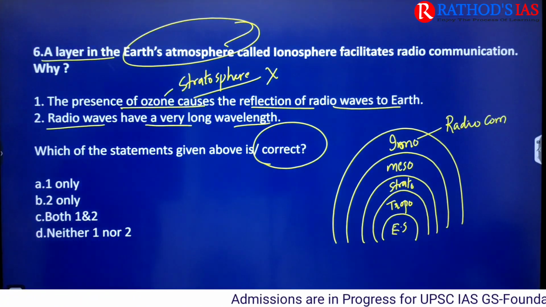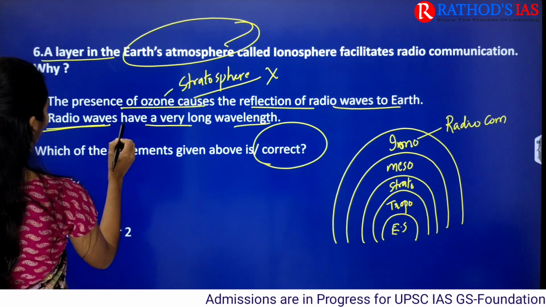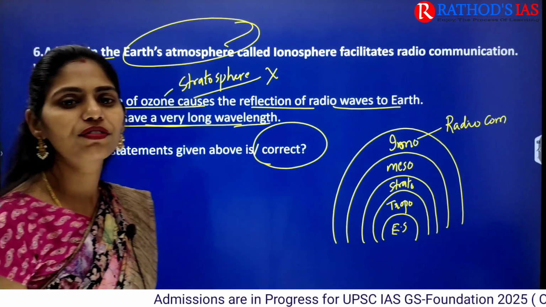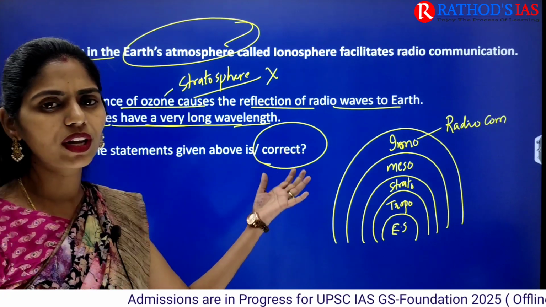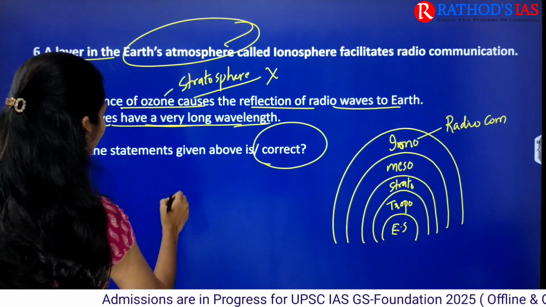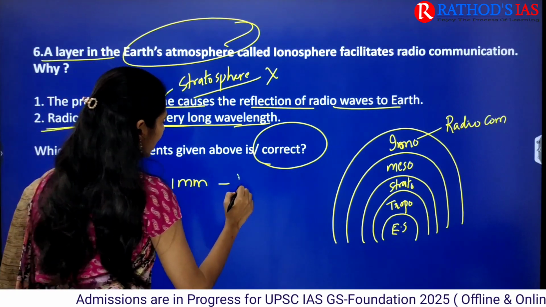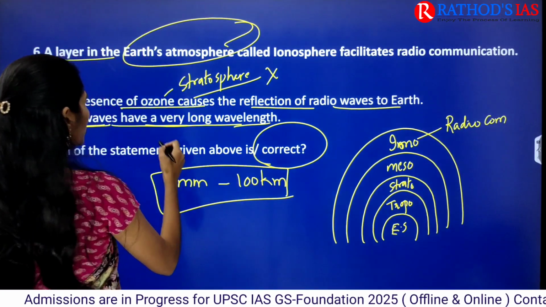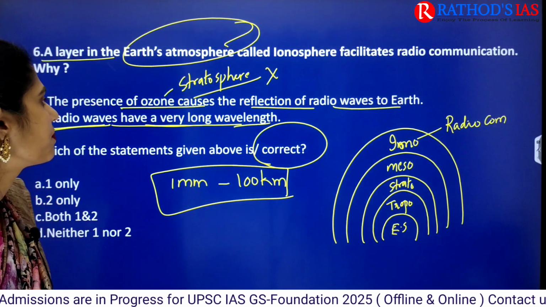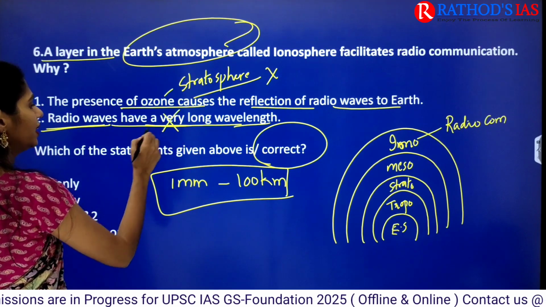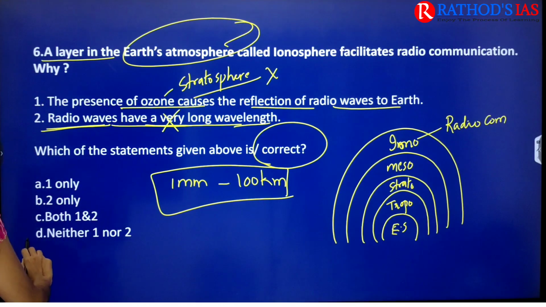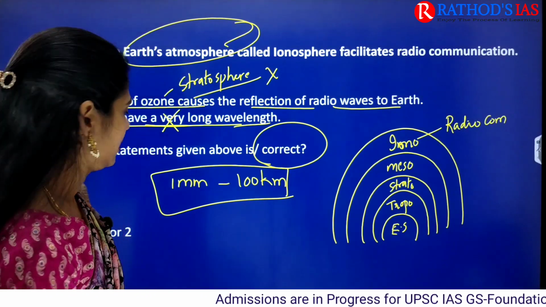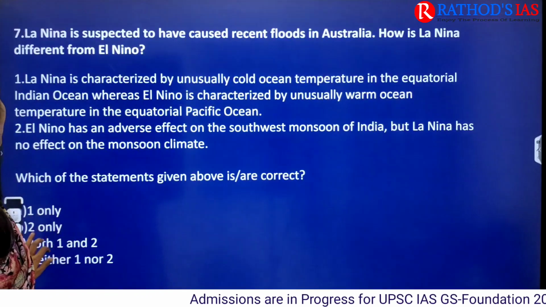Okay. And the second one is, radio waves have a very long wavelength. If you see the wavelength of radio waves, it is very wide. It may be from 1 mm to around 100 kilometers. So because of this, we can't say exactly that radio waves have a very long wavelength. So this statement is also incorrect. So the correct option is D, neither 1 nor 2. Clear? Let us see the next question.